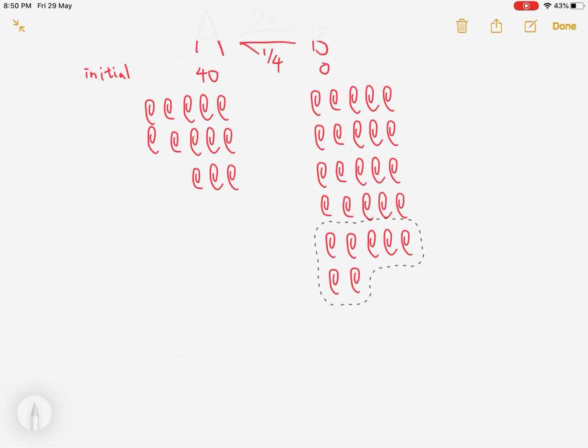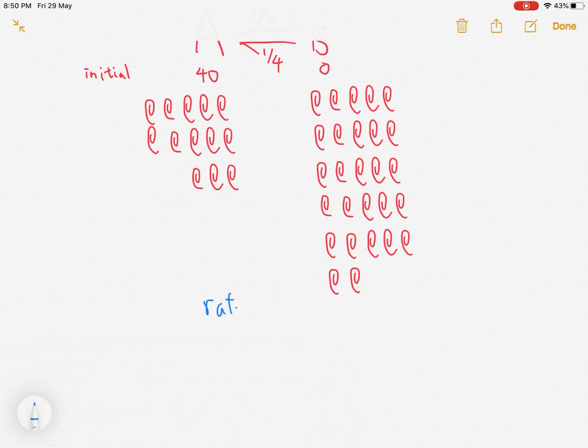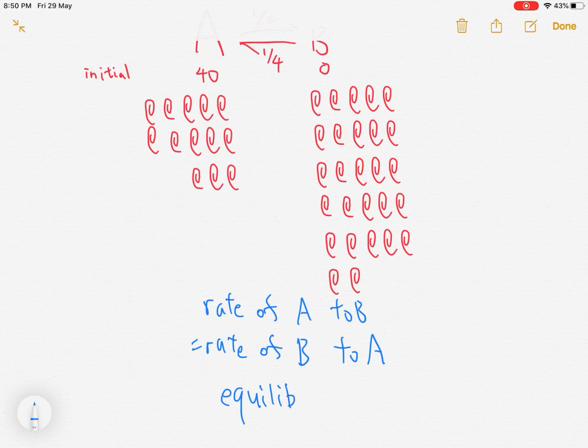It's because if you continue the process one or two more times, it will still be 7 of A converted to B, and then 7 of B converted to A, so that there will be no change for A and B. And we say that at that particular moment, the rate of A converted to B equals the rate of B becoming back A. And it can be said that the equilibrium is established.